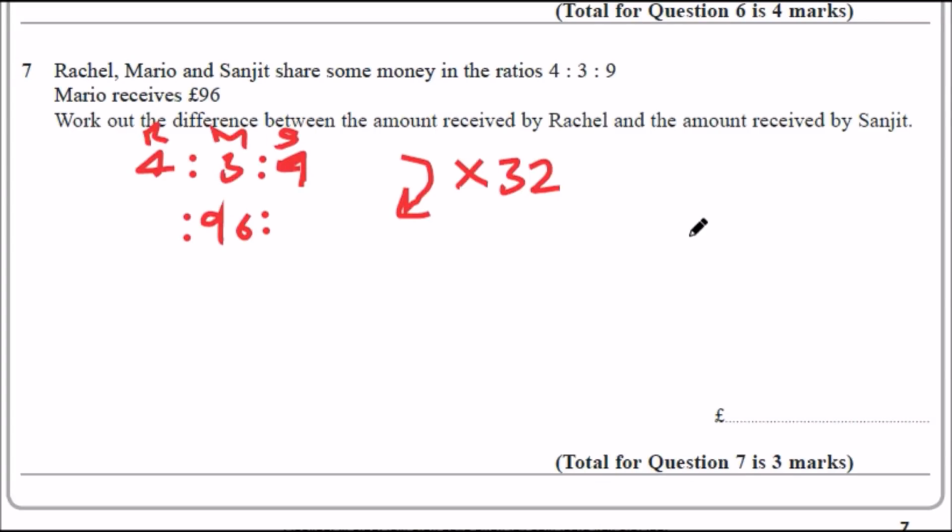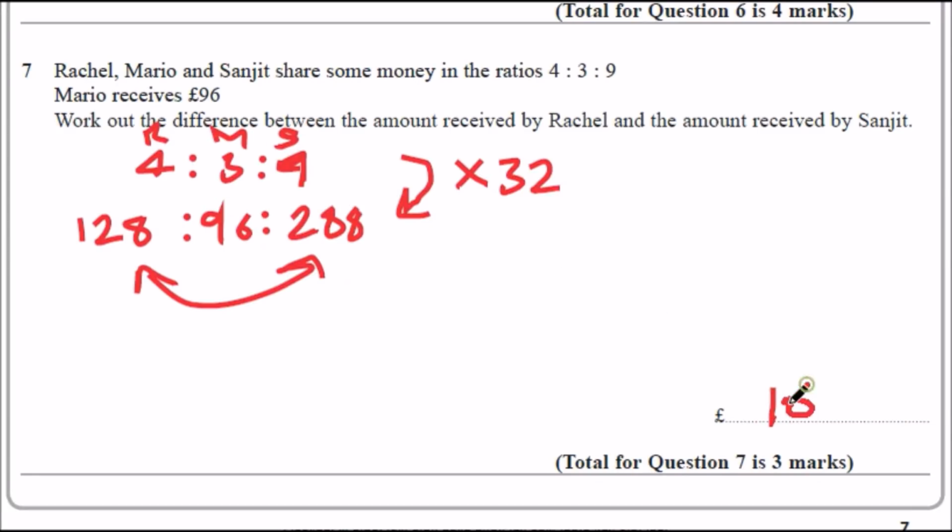And what should you guys get? So Rachel should get £128, and Sanjit should get, times by 32, £288. And that's it. Therefore, you just want to find the difference between these two guys. So in your calculator, subtract them both, and you find the answer is 160. Good.